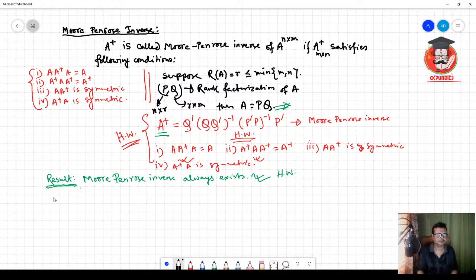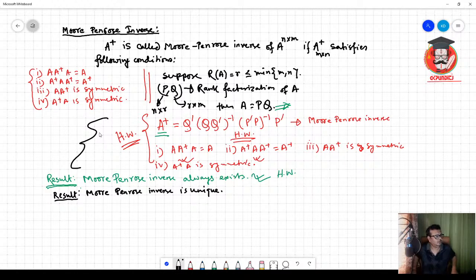Next result: Moore-Penrose inverse is unique. So before proving this result, is this portion clear or not? Please tell me, before proving that Moore-Penrose inverse is unique, is this homework portion clear or not?